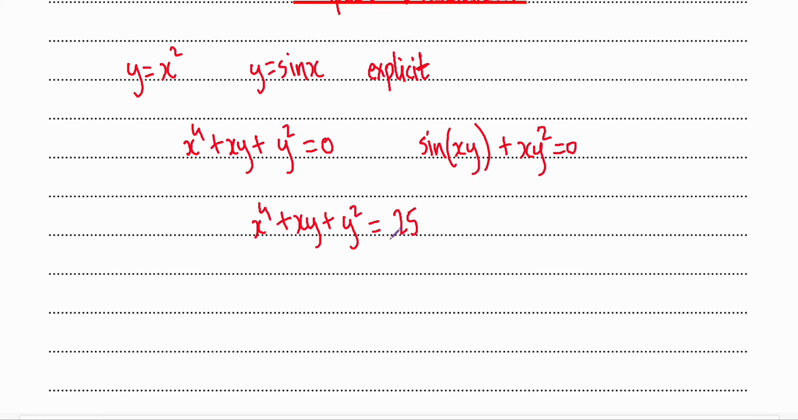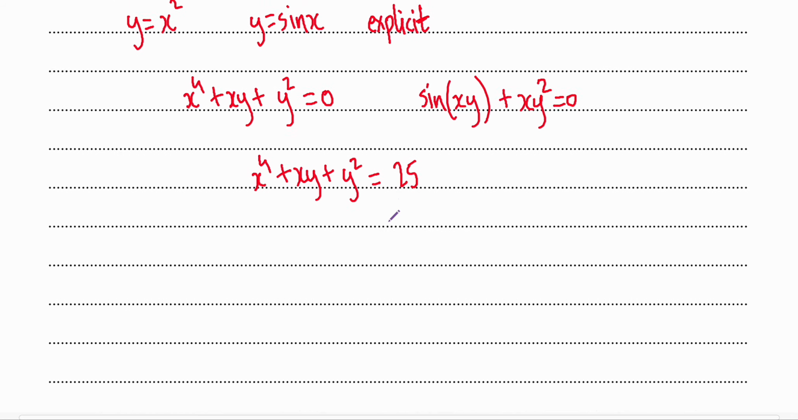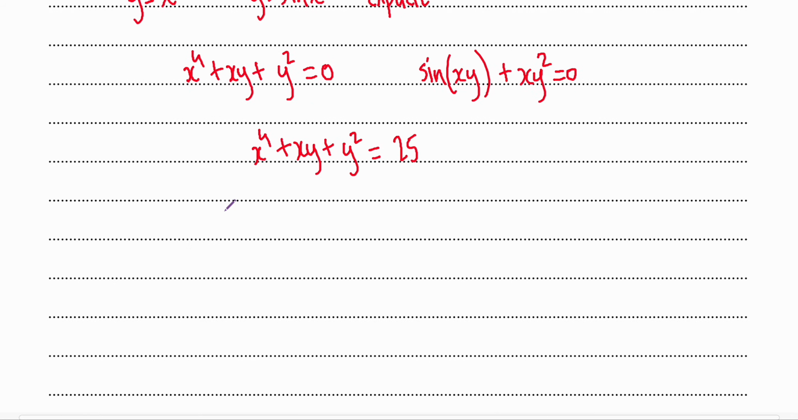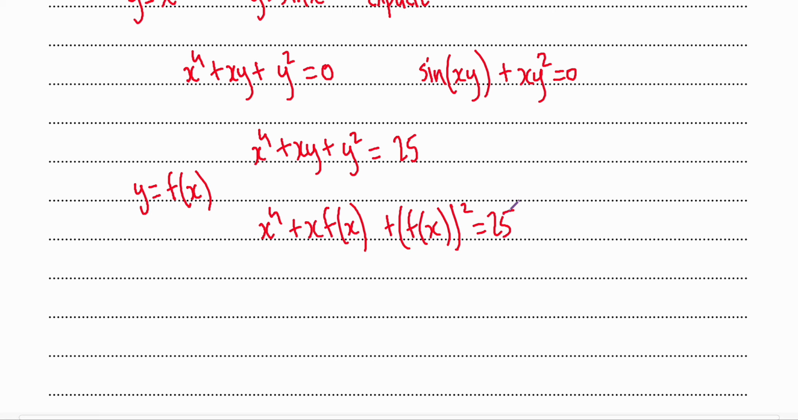And let's say you had a function like this, and you plotted different values of x and y. And now you want to find the derivative, of course. So how would you find the derivative of this? Let's think about it a little bit because this can be a bit tricky. So let y equal f of x. Let's just get that down there. So now a new equation is x to the power 4 plus x times f of x plus f of x all squared is equal to 25.